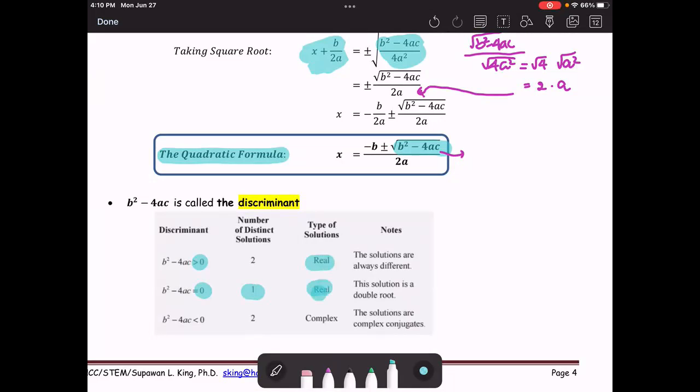And the last case, if the discriminant b squared minus 4ac is less than 0, or a negative number, we will obtain complex numbers, because the square root of negative a is i times square root of a, which is a complex number. And since you have the plus and minus sign, it's going to be two opposite sides of the complex, which are the complex conjugates.